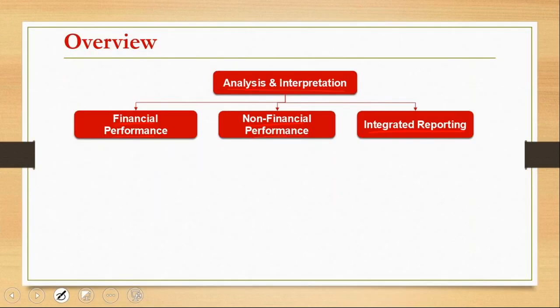Okay, so back to the area of the analysis. So we are going to discuss the financial performance analysis, non-financial performance analysis, and the integrated reporting. When we say financial performance analysis, it has three areas: ratios, cash flow statement, and the additional performance measures, which is known as the APMs.